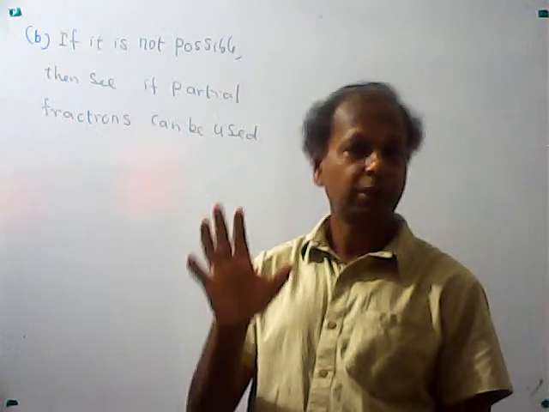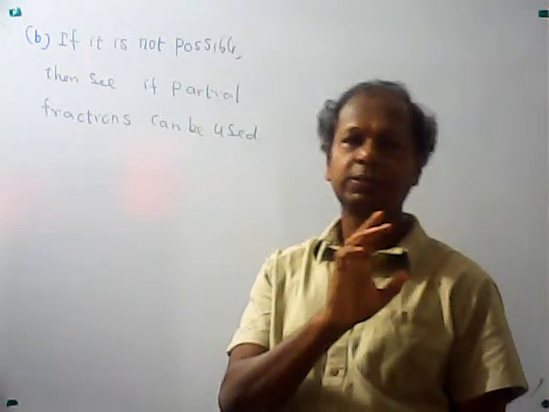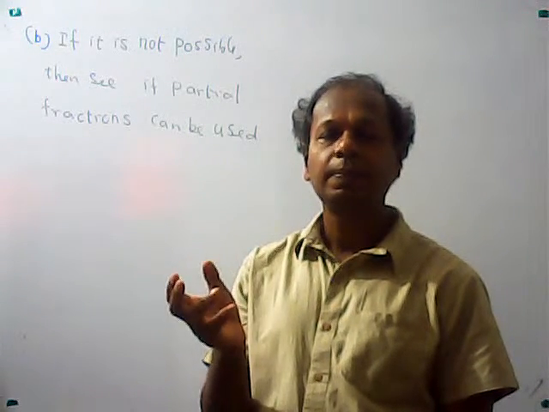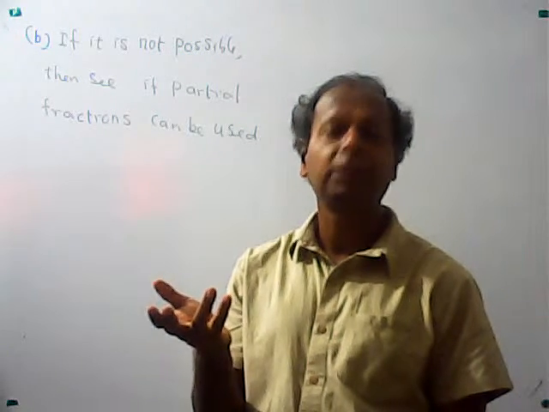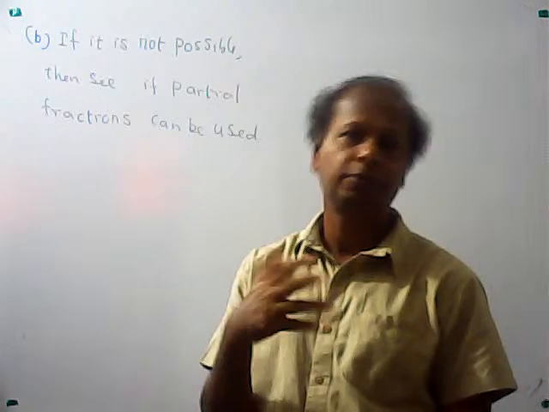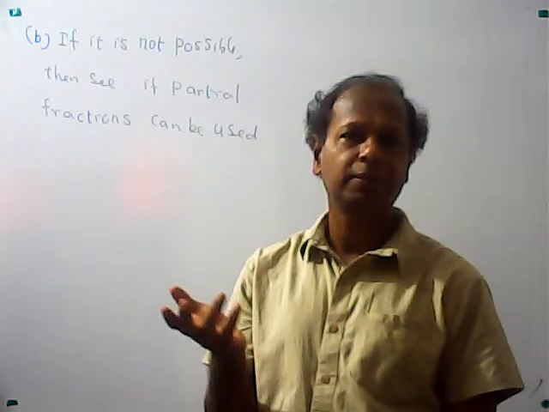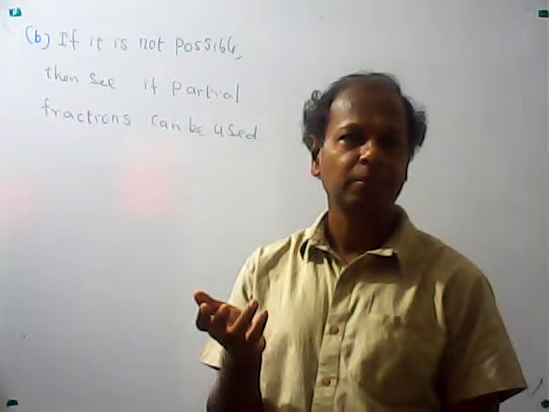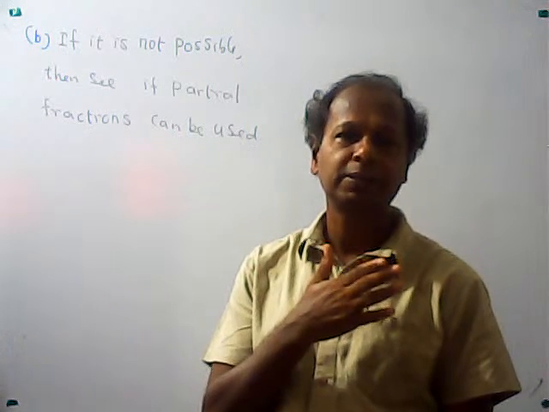To check if a function can be broken into partial fractions or not, it depends upon whether the denominator of the rational function has factors or not. If you can factorize the denominator, that means you can break it into parts. If the denominator cannot be factorized, that means you cannot break it into partial fractions, right?